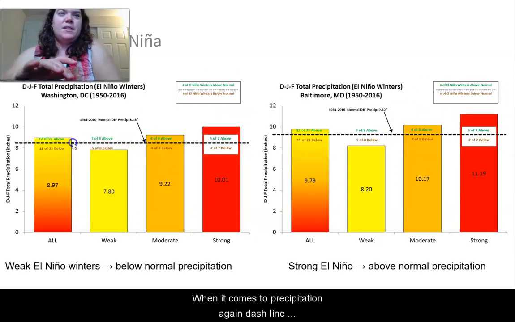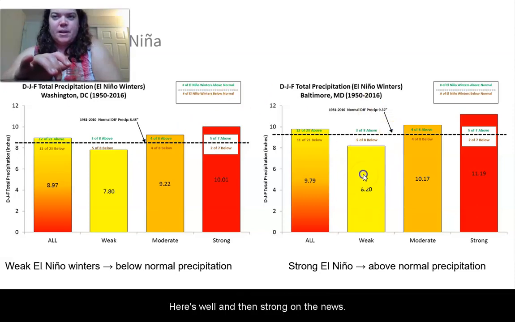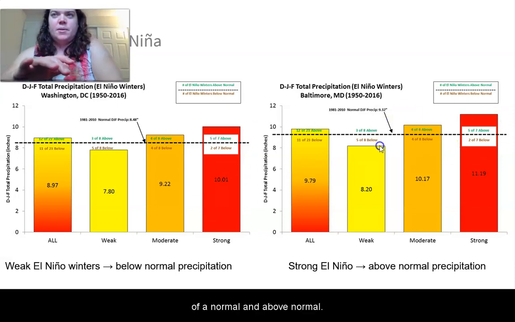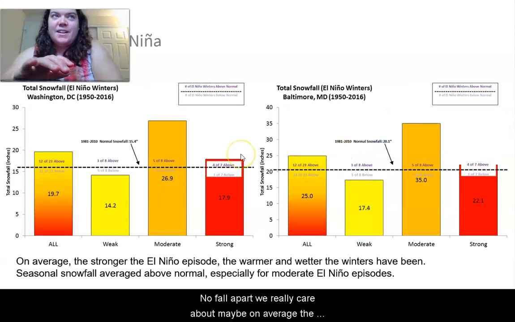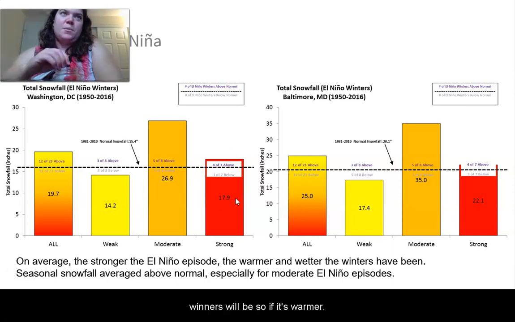When it comes to precipitation, again, the dashed line is normal. We see weak El Ninos lead to below normal precipitation here as well, and then strong El Ninos lead to above normal precipitation. So we see strong, above normal, and above normal. And snowfall, the part we really care about, maybe: on average, the stronger the El Nino episode, the warmer and wetter the winters will be.